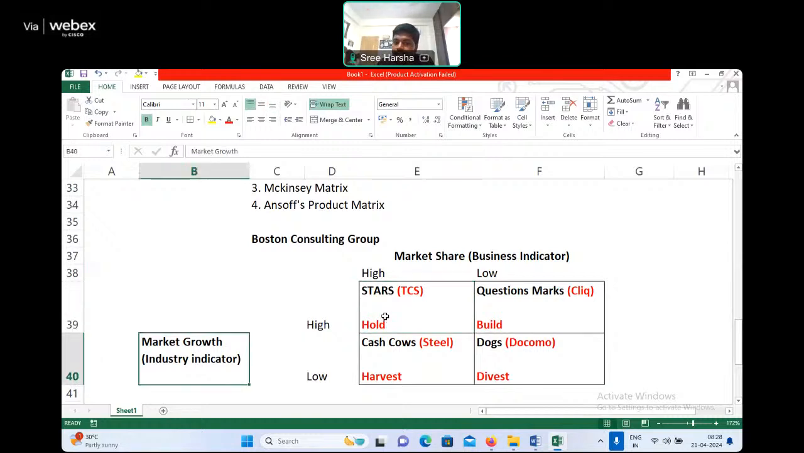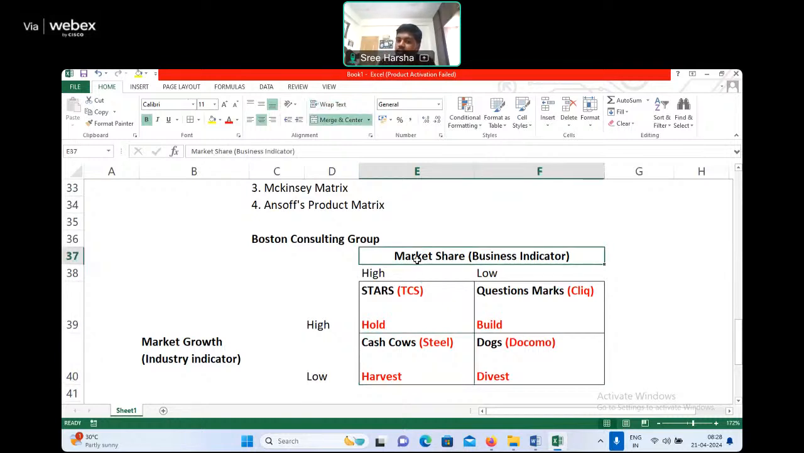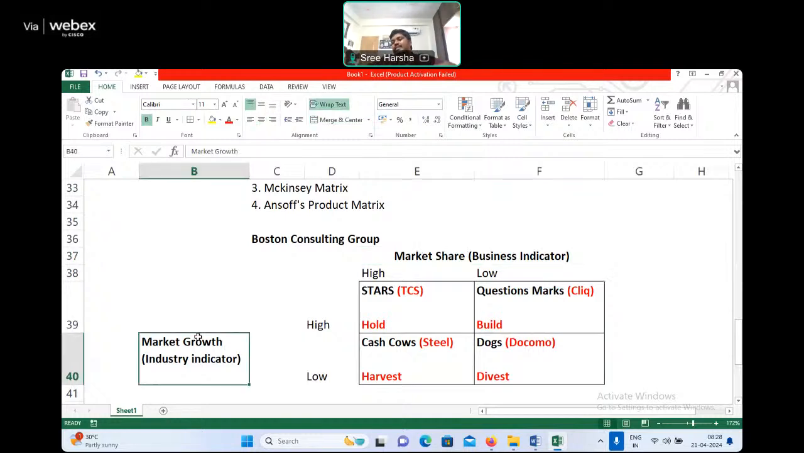Hold is nothing but hold your position at the top. This is a high growing industry. TCS is in a high growing software industry with a high market share. Hold, ensure that you are in the top position. Keep investing more and ensure that you are in the top position. Steel industry, no need to invest now again and again. You have already invested and you have a very good market share. But business is not growing a lot. It is not an industry which grows significantly. So in that case, keep reaping benefits.